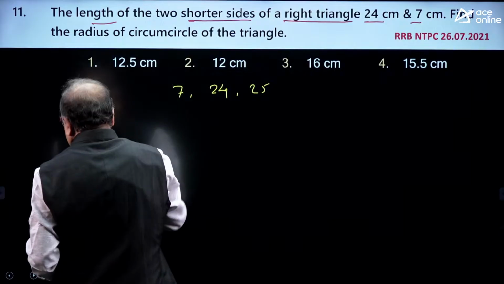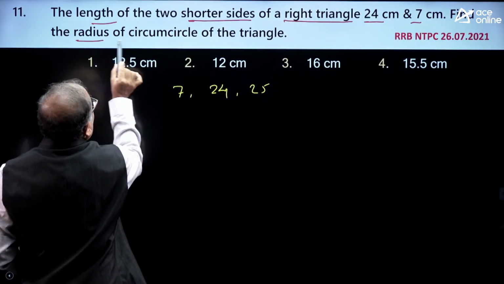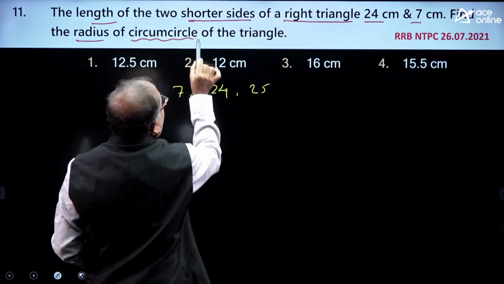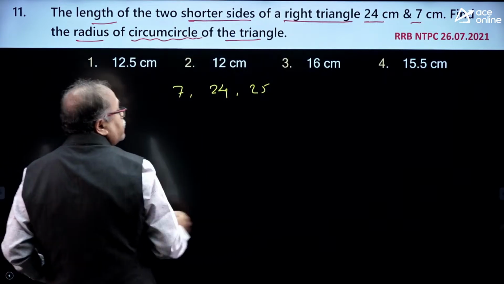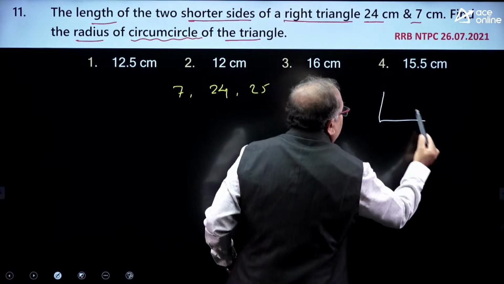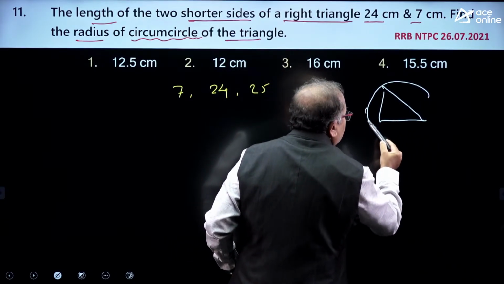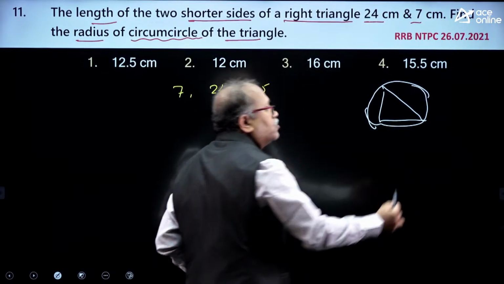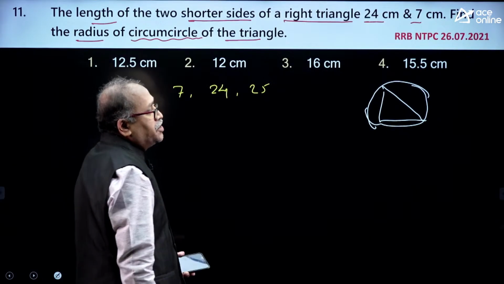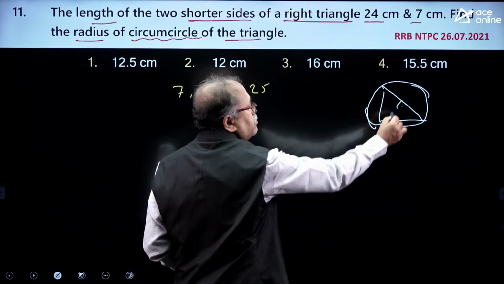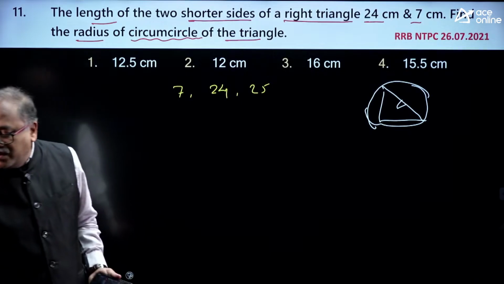Then find the radius of the circumcircle of the triangle. So I hope you know what a circumcircle is. This is a right angle triangle, so there is a circle touching the border from outside. That's the circumcircle. Its radius: you already know the hypotenuse is the diameter. Make it half, you get the radius.